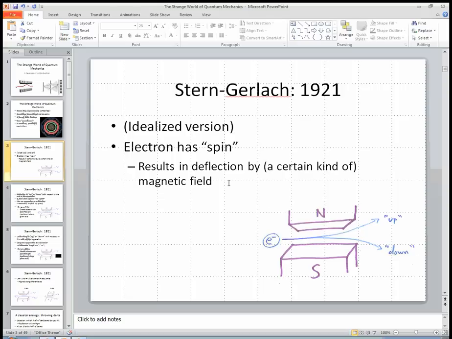So here's the first famous example, a famous experiment, the Stern-Gerlach experiment, going back to 1921. And versions of this happen all the time nowadays. This is a very idealized, schematic, simplified version. The thing we have to know about electrons, what we're going to do is we're going to shoot a beam of electrons between two magnets. And all we have to know is that it has what's called spin.